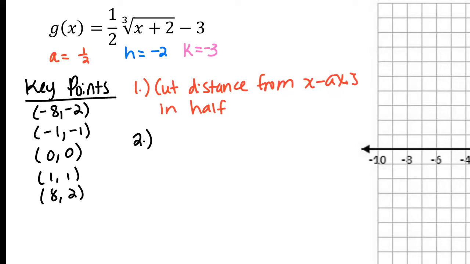So then you go to your translations. The translations are your h's and your k's. h is negative, so which direction do I go? Left or right? Left, 2 units. Thank you. And then my k value is negative, so what does that mean? Down 3 units.